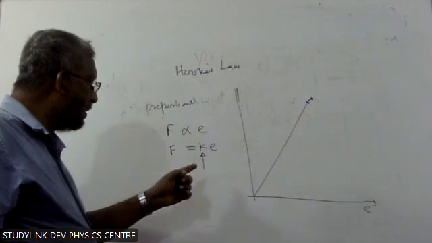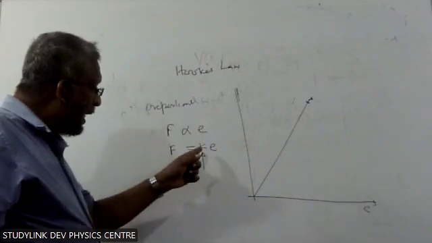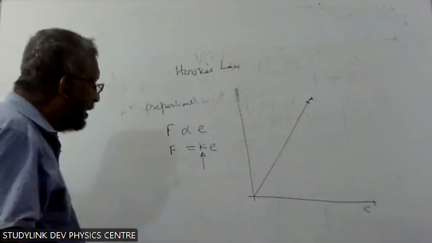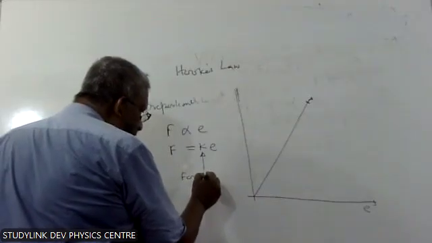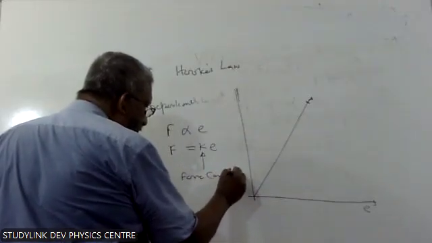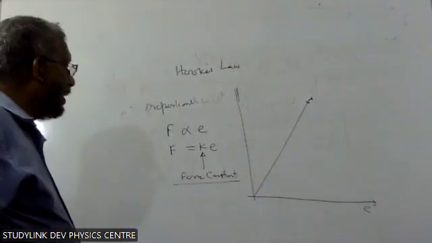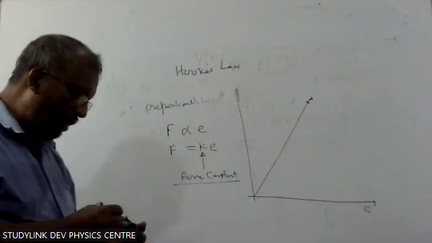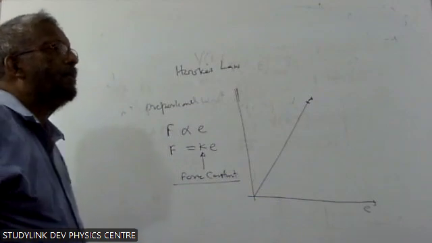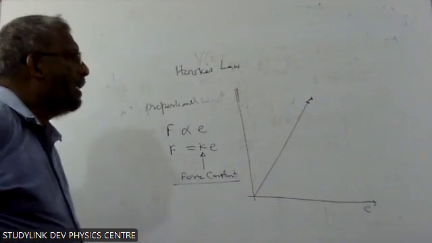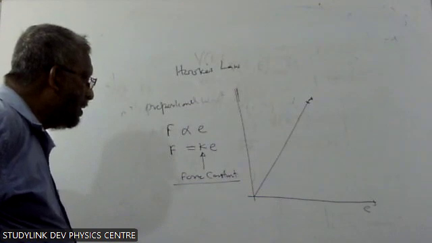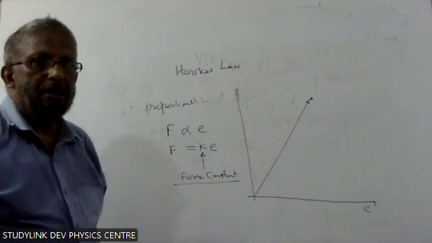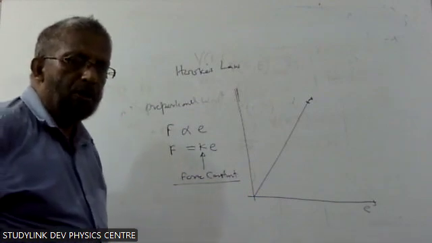K is the proportionality constant. Now this proportionality constant is called the force constant. Right. Then write F is directly proportional to E, F is KE, K is the proportionality constant, and it is given the name force constant. Actually, K is the force constant.